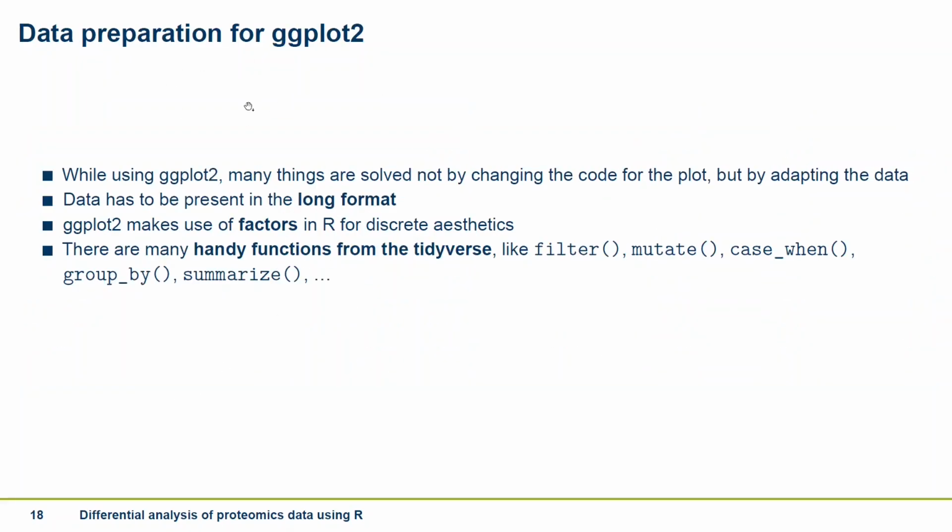Data preparation is very important when you work with ggplot2 because here many things cannot really be solved by changing the code of the plot, but by adapting the data to what you want to do. So some examples here. The data has to be present in long format. We will come to this in a second. ggplot2 also makes use of factors for everything that is categorical data, for example. And there are many handy functions from the tidyverse that we will show you. For example, filtering the data, mutating the data, grouping the data, summarizing the data, and so on.